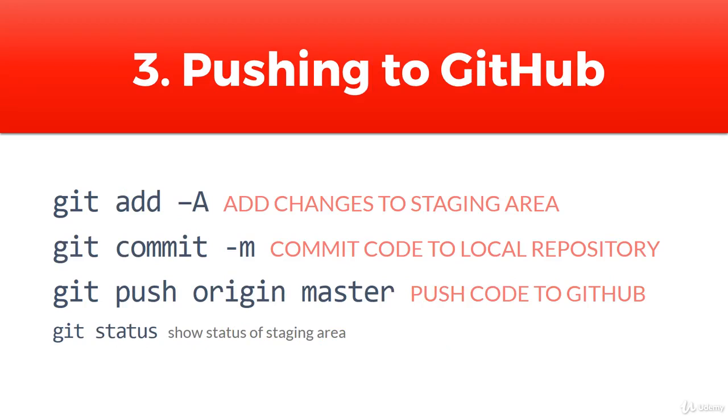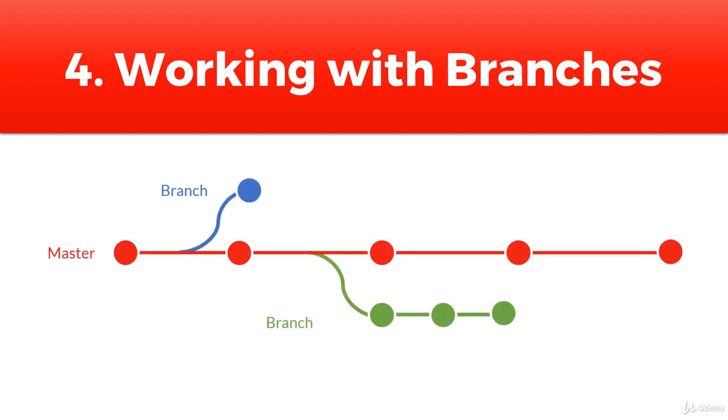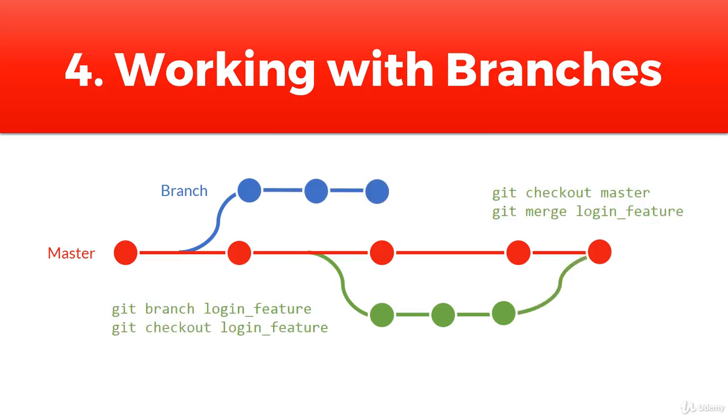Then you're going to push your code to GitHub. There's just 3 commands for that. And then we're going to work with branches. So branches are features that we're going to add to our project that we don't want to affect the master. We want to isolate a feature of our application, of our code, work on it, and then we'll do what's called merging. We'll merge it back to the main master.